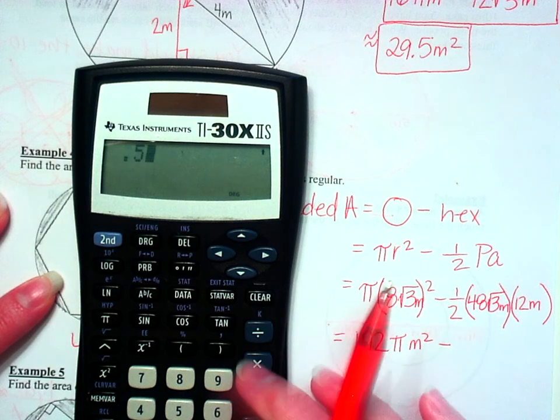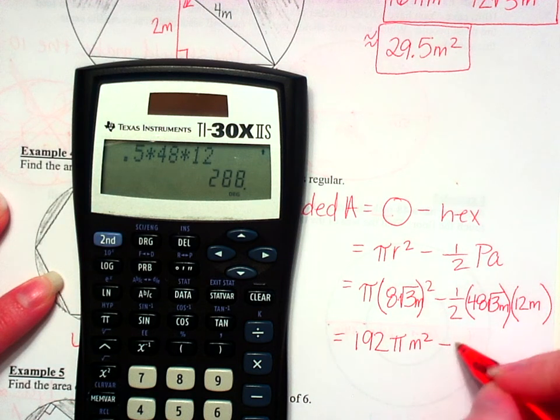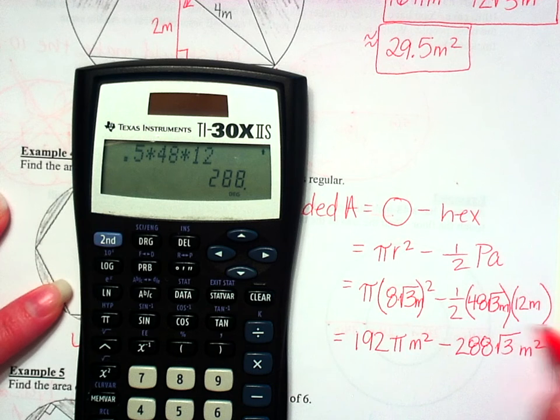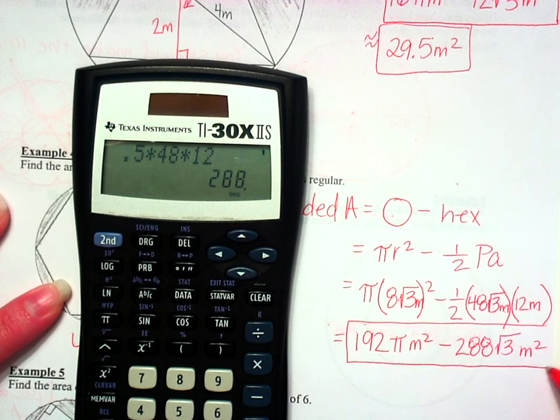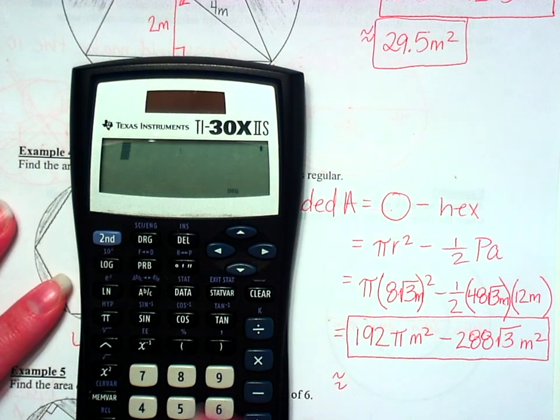0.5 times 48 times 12. And we get 288 square root 3. Meters times meters is meters squared. So this is the exact answer. That's as simplified as it gets. And then we can approximate that.